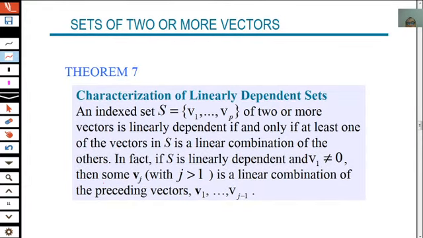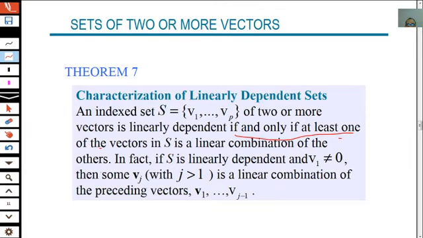So, characterization of linearly dependent sets: an indexed set S of two or more vectors is linearly dependent if and only if at least one of the vectors in S is a linear combination of the others. In fact, if S is linearly dependent and v1 is not the zero vector, then some vj with j bigger than 1 is a linear combination of the preceding vectors. So if you have a set of two or more vectors, it is linearly dependent if and only if at least one of the vectors in this set is a linear combination of the others.